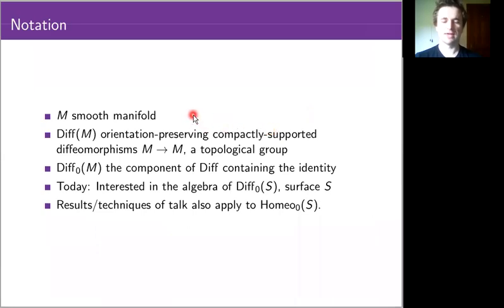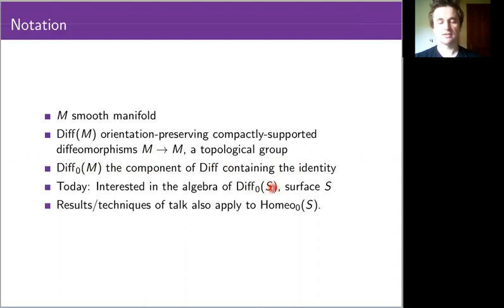So throughout the talk, M will be a smooth manifold. Typically it will be closed, so it'll be compact and without boundary. We're interested in the diffeomorphism group, which consists of the orientation preserving compactly supported diffeomorphisms from M to M. This group has a natural topology associated with it, which has connected components. Diff naught of M will be the component containing the identity. And today we're interested in the algebra of Diff naught of S, where S is a surface.